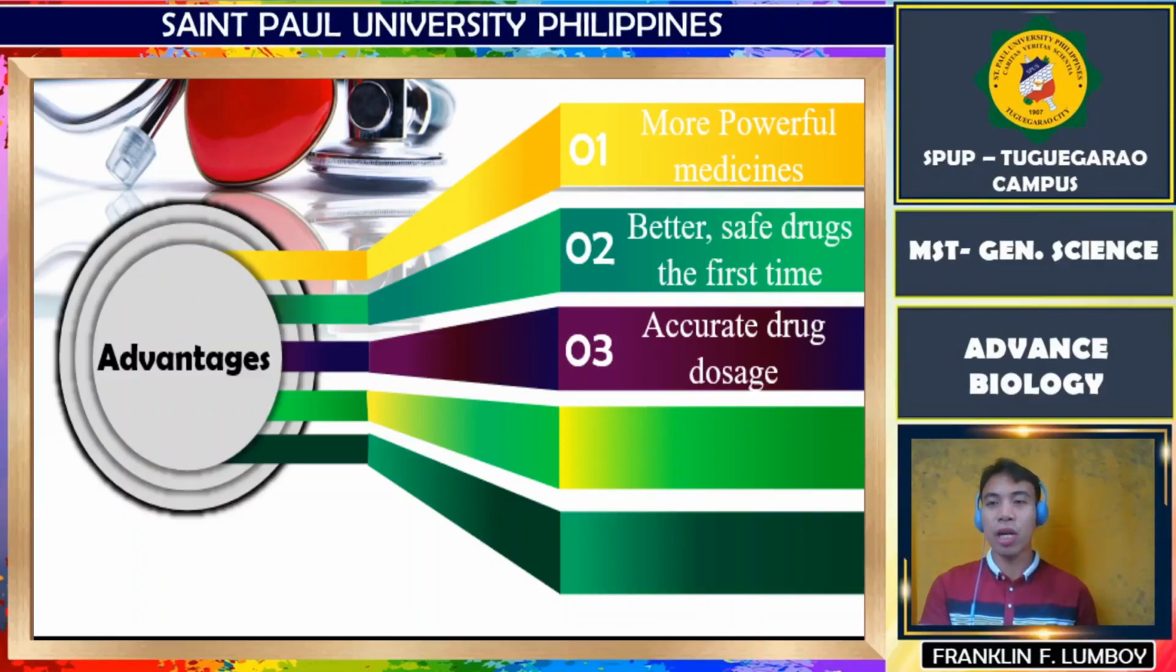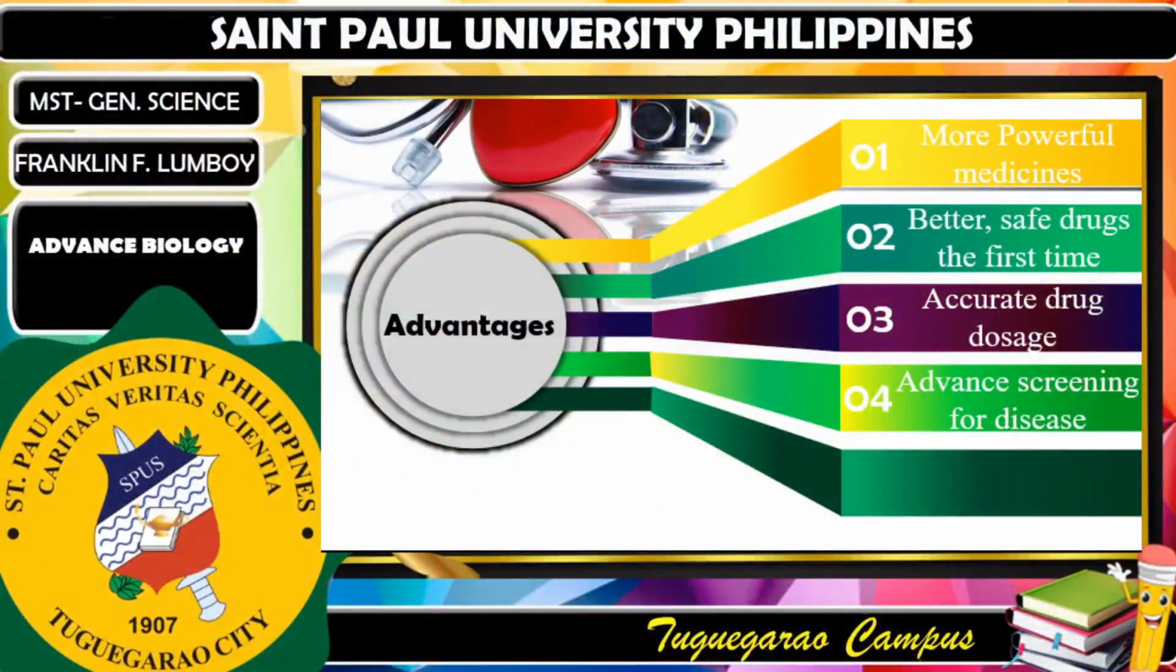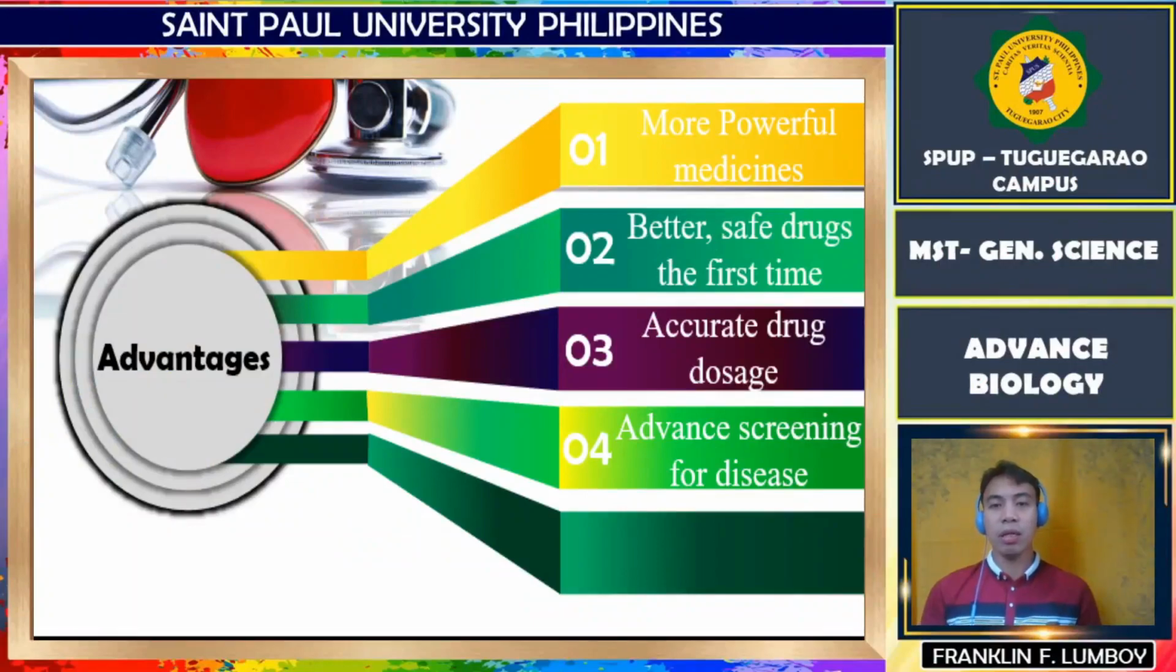Another advantage of pharmacogenomics is advanced screening for diseases. So what does it mean? Knowing one's genetic code will allow a person to make adequate lifestyle and environmental changes at an early age so as to avoid or lessen the severity of genetic disease.